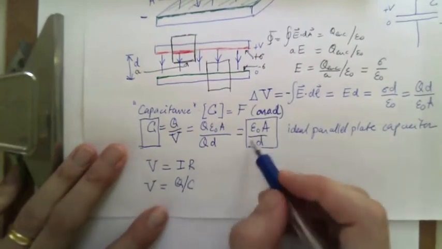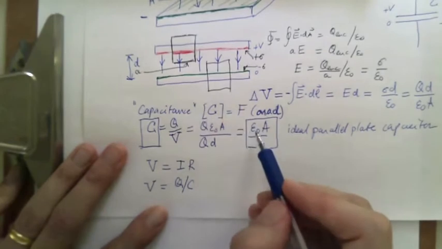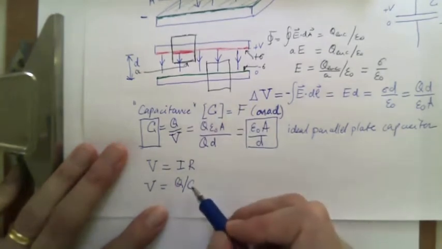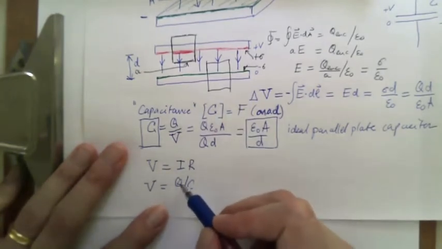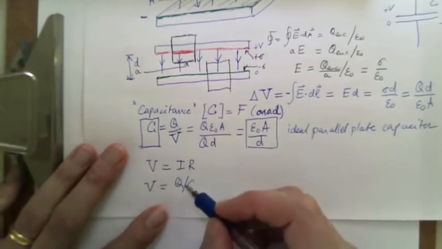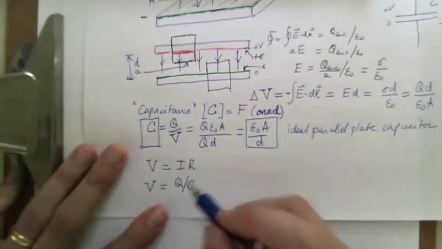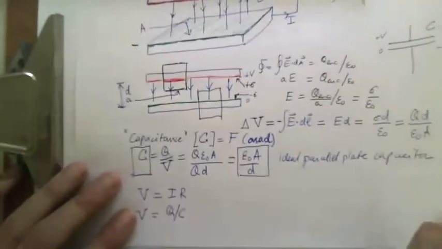So this C is supposed to capture the geometry and the medium, because there's an epsilon naught, and the rest goes into Q. So we factor out the Q dependence, and we're only left with the thing that only depends on geometry. So this is an ideal capacitance, obviously.